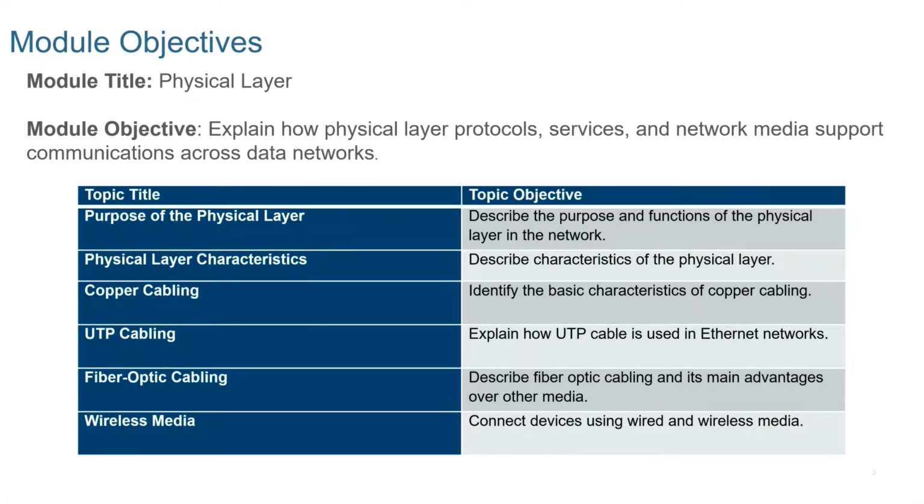Now for the module objective, at the end of this video lecture, you should be able to explain how physical layer protocols, services, and network media support communications across data networks. The subtopics included in these video lectures are the purpose of the physical layer, the physical layer characteristics, copper cabling, UTP cabling, fiber-optic cabling, and wireless media.